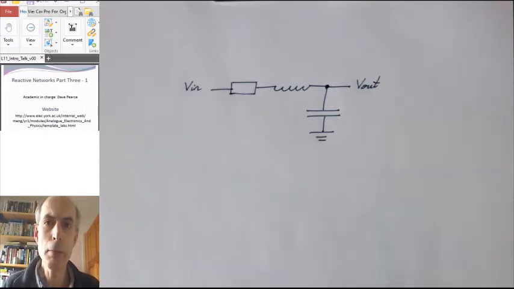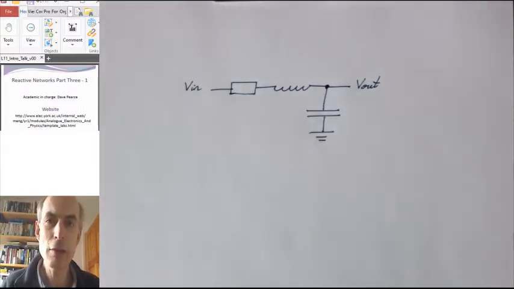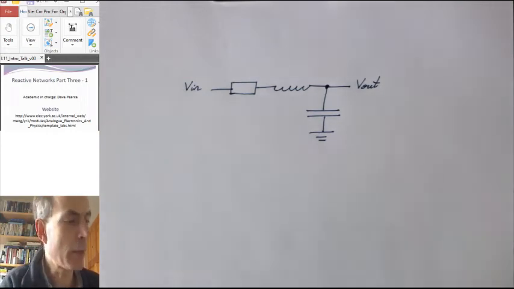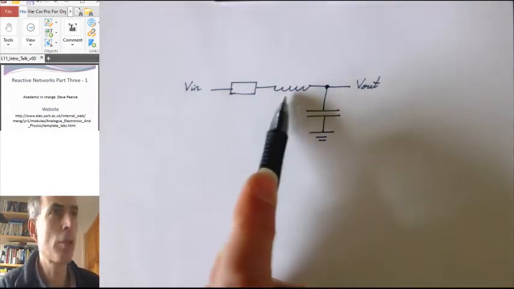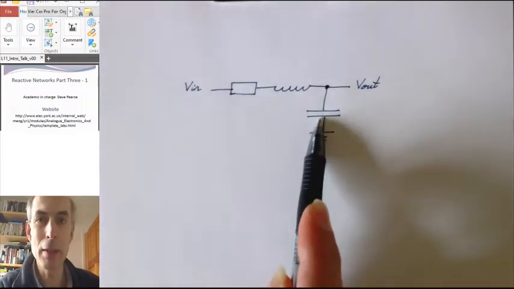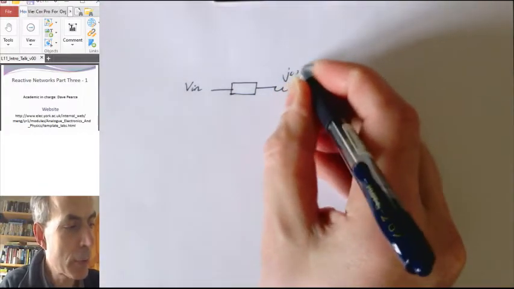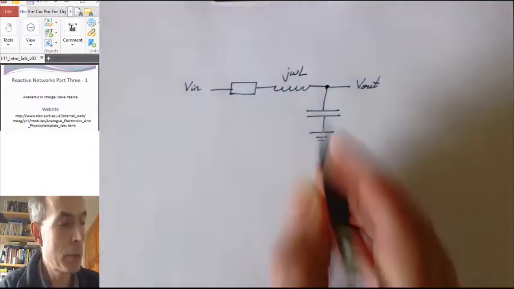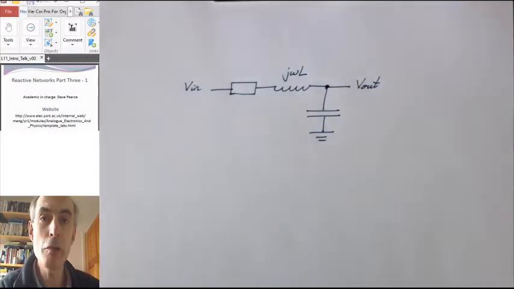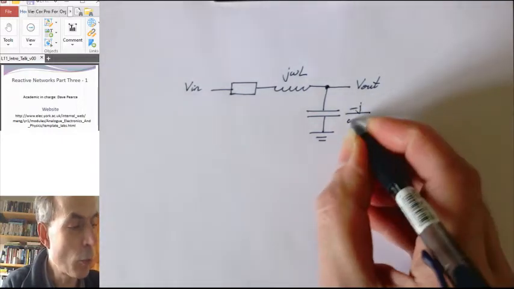Now, one important point, probably the most important point to realize about this circuit, is that it has a resonant frequency. And what I mean by a resonant frequency is a frequency at which the impedance of the inductor and the impedance of the capacitor cancel out. If you remember, the impedance of an inductor is j omega L. The impedance of a capacitor is 1 over j omega C, which I can write as minus j over omega C.